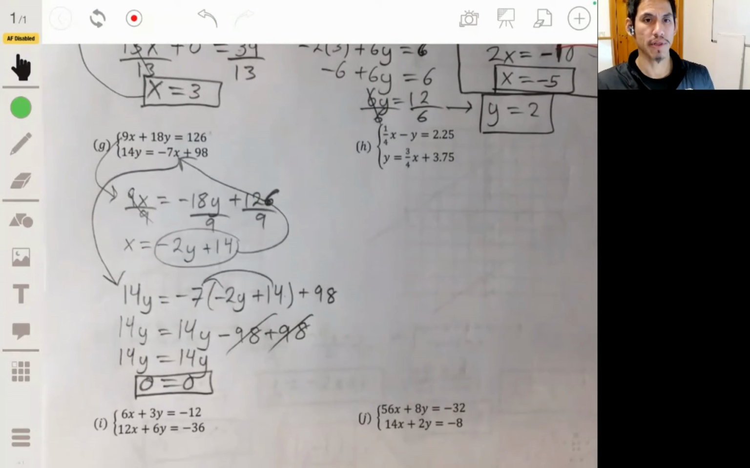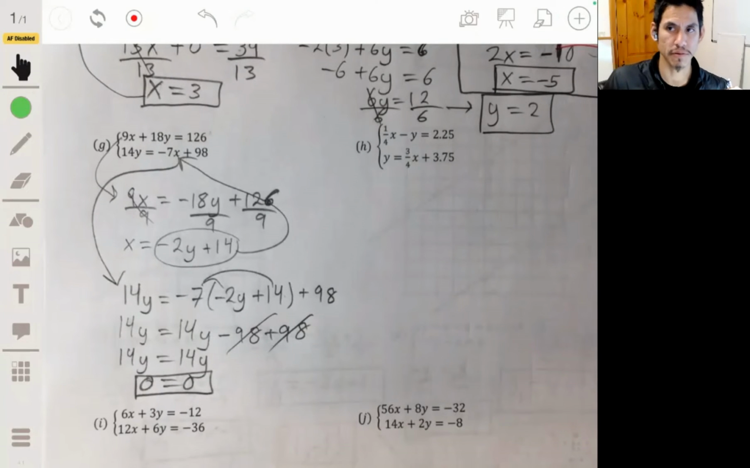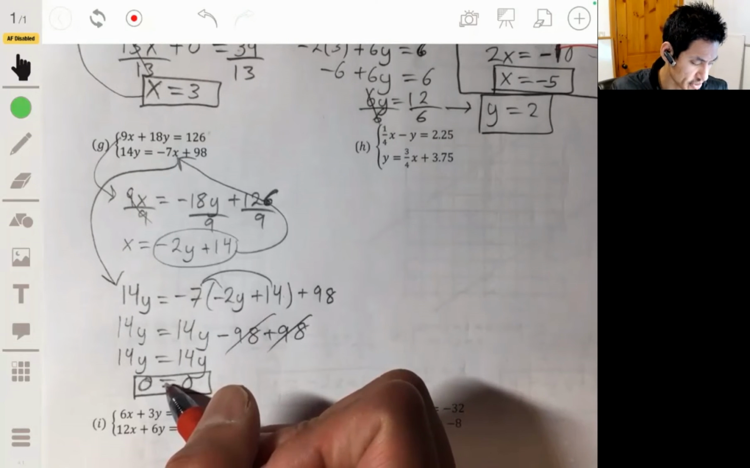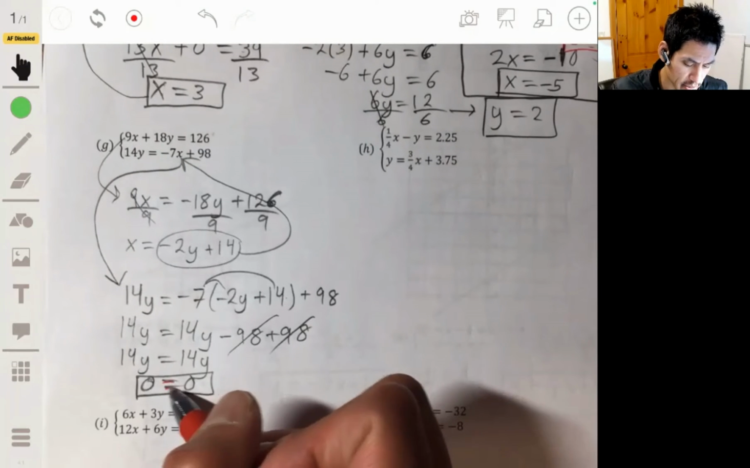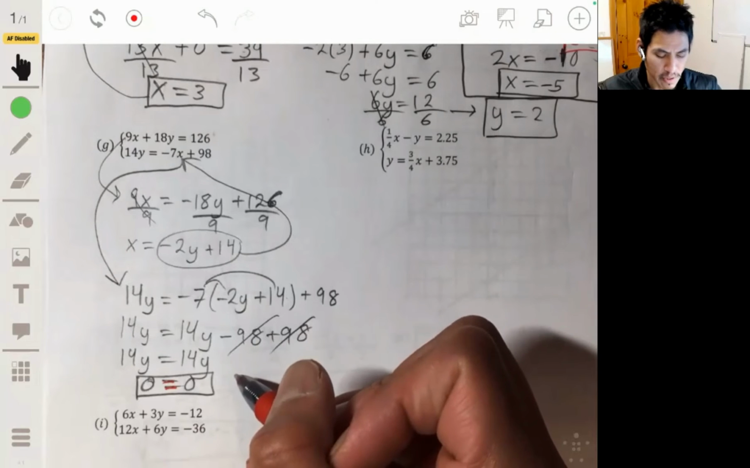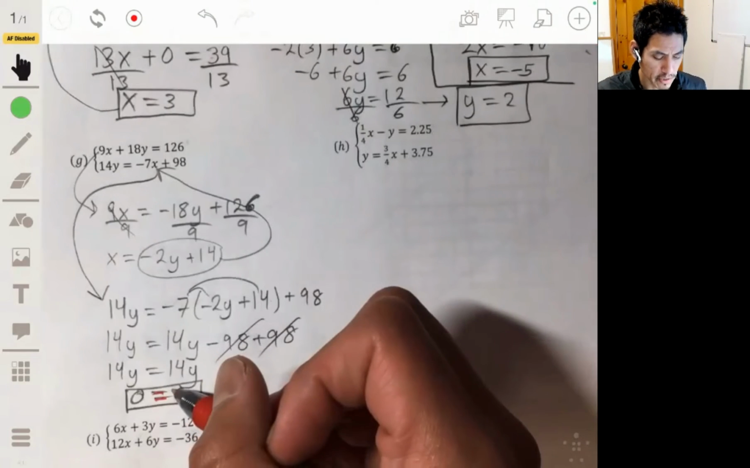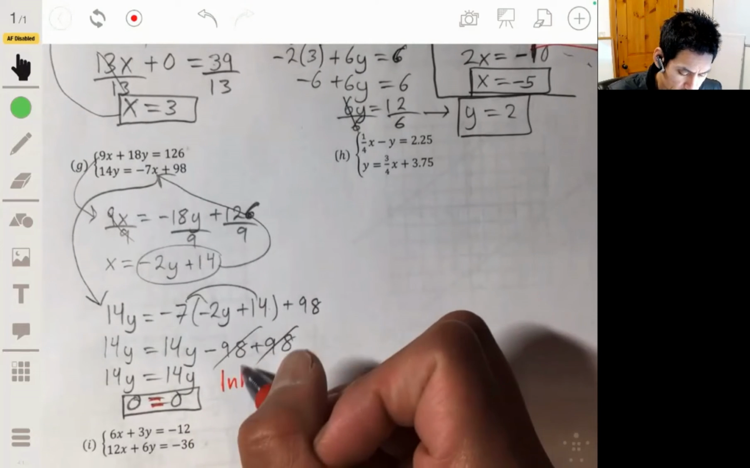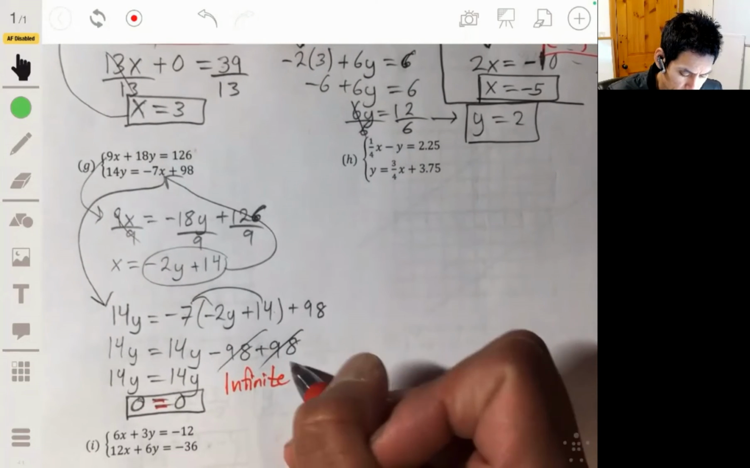So let's see if you remember what this means. It could be either, and the common ones are, students will always narrow it down to infinitely many solutions or no solutions. Now, the way you know it's infinitely many solutions is because this is a true statement. 0 is equal to 0. If it was no solution, it would be like 0 equals 1 or 0 equals 20. It would be a false equation. So this is infinitely many solutions.